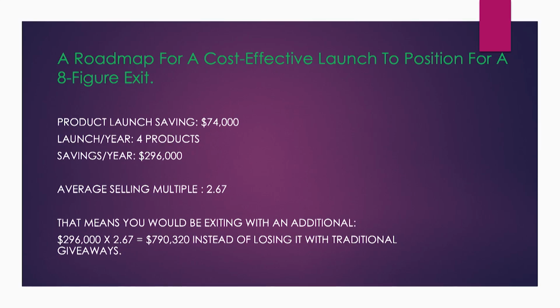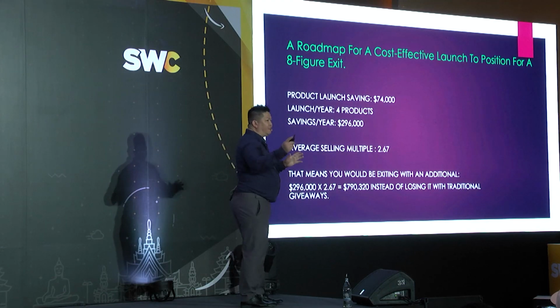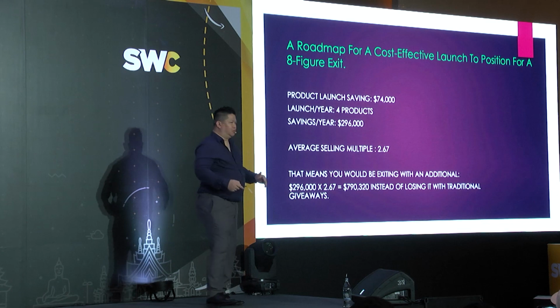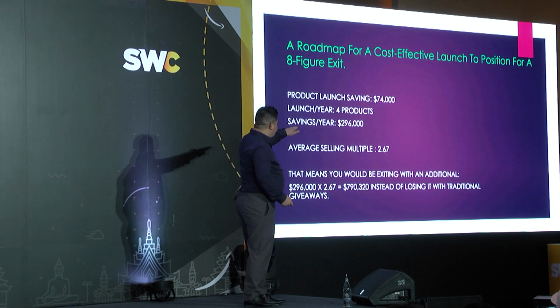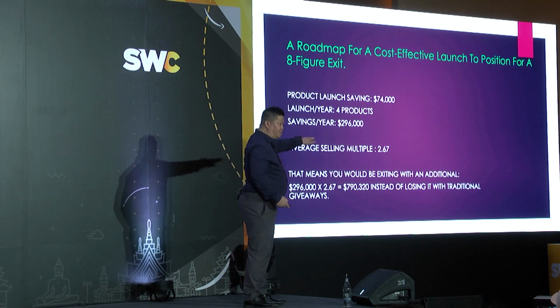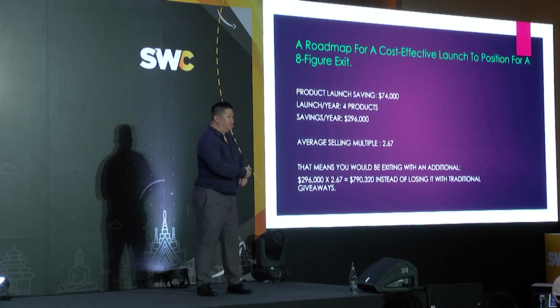We're trying to exit. We want to exit. So if we're saving $74K for each launch, and we do 4 launches per year, very conservative, right, guys? That would save us $296,000. You could do your math with your products later on. So an average selling multiple is 2.67. If you times this every year, you're saving $296,000 times 2.67 multiple. You could say you're exiting with another $800,000. You guys understand this part? Probably Empire Flippers knows this stuff.